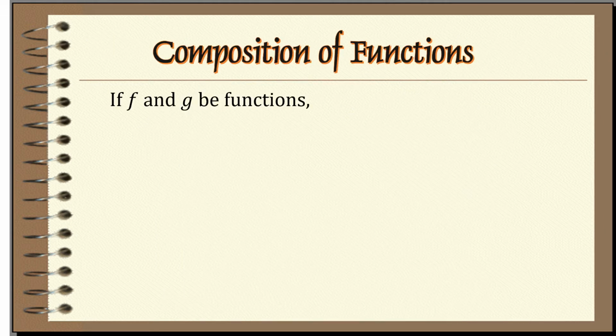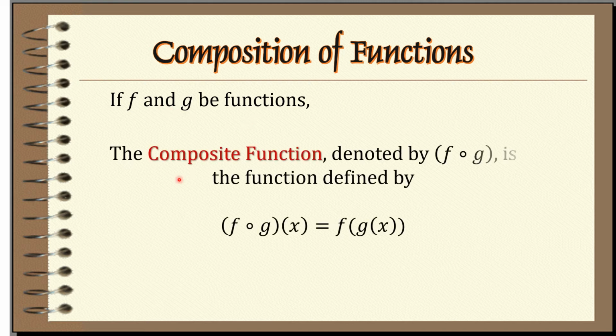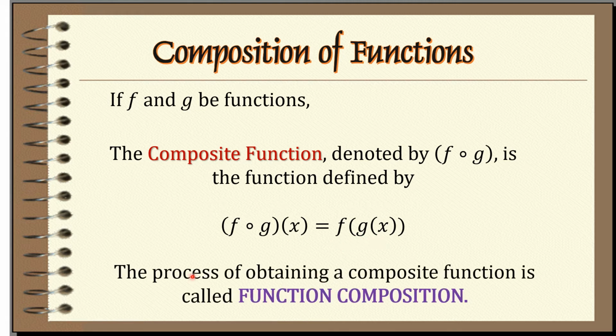To define composition of functions, if f and g are functions, then the composite function denoted by f circle g is the function defined by f circle g of x is equal to f of g of x. Then this process of obtaining a composite function is called function composition or composition of functions. So that is the definition. Now, let's move on to some illustrative examples for you to understand it better.